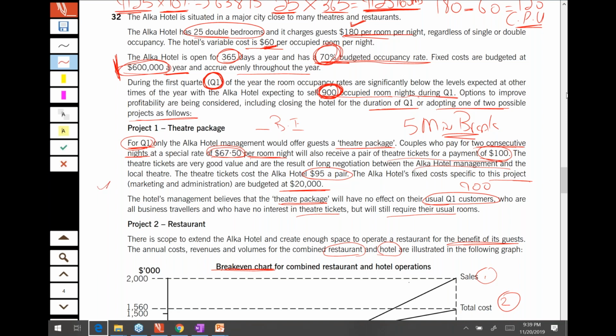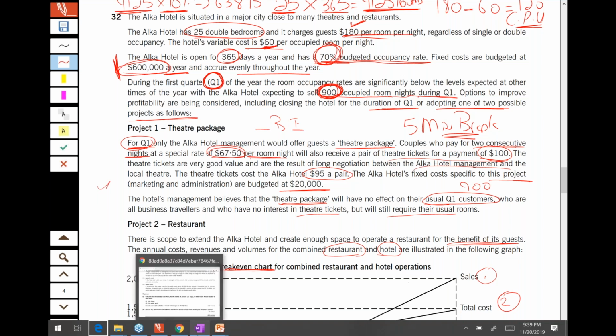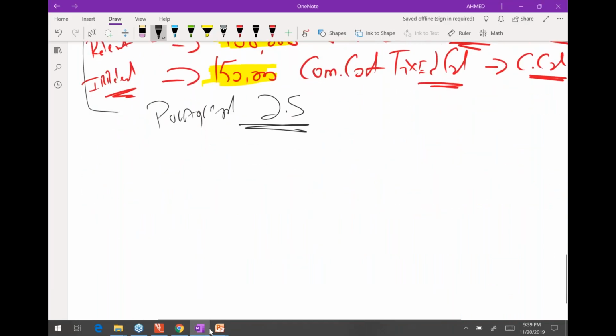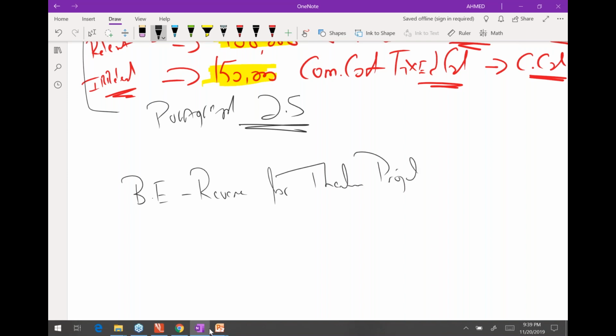Let's start with the working. I asked you to work out the break even, right? For the theater project. Now let's perform the calculations. Break even in revenue for the theater project. Okay. So first of all, we need fixed cost.